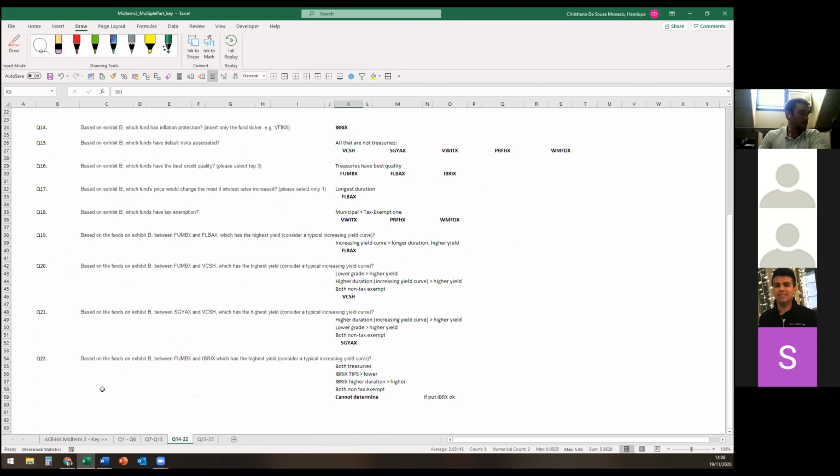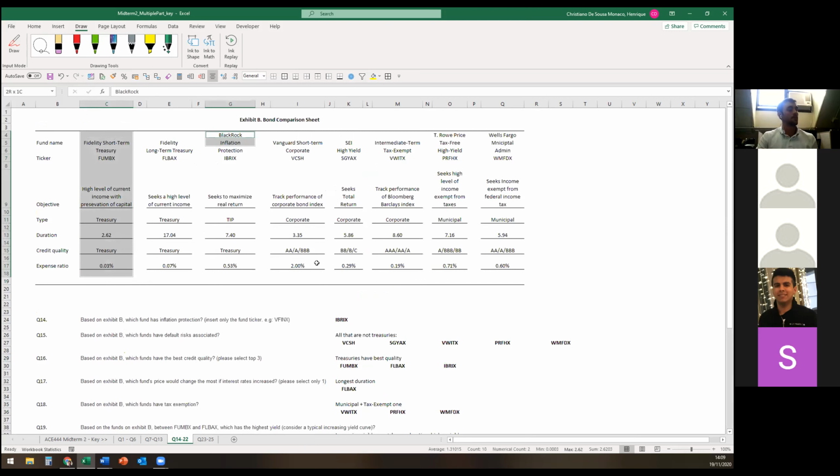Now finally, question 22, between this one and this one, which one would have the highest yield? Credit quality: both treasuries, right? So the same. Both don't offer tax exemption, same. So there are two criteria here that will define it. This one on the right has a longer duration, so we would expect it to have a higher yield.